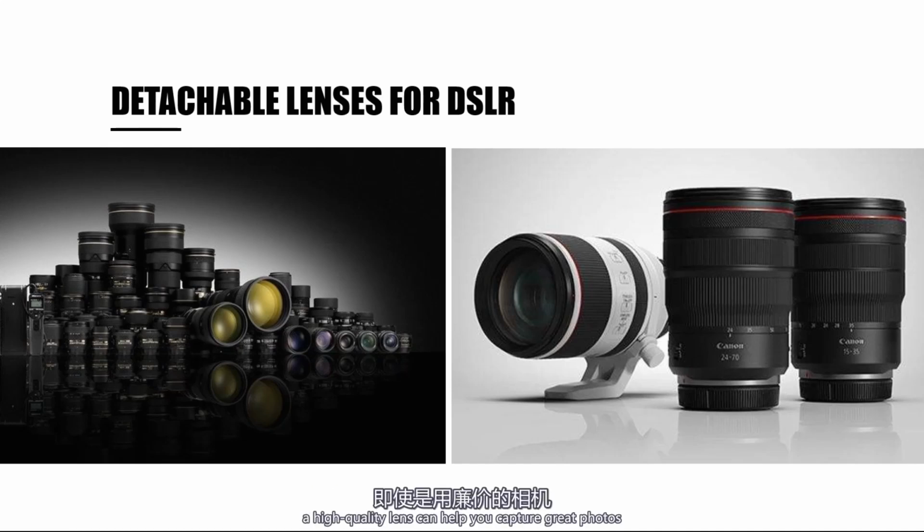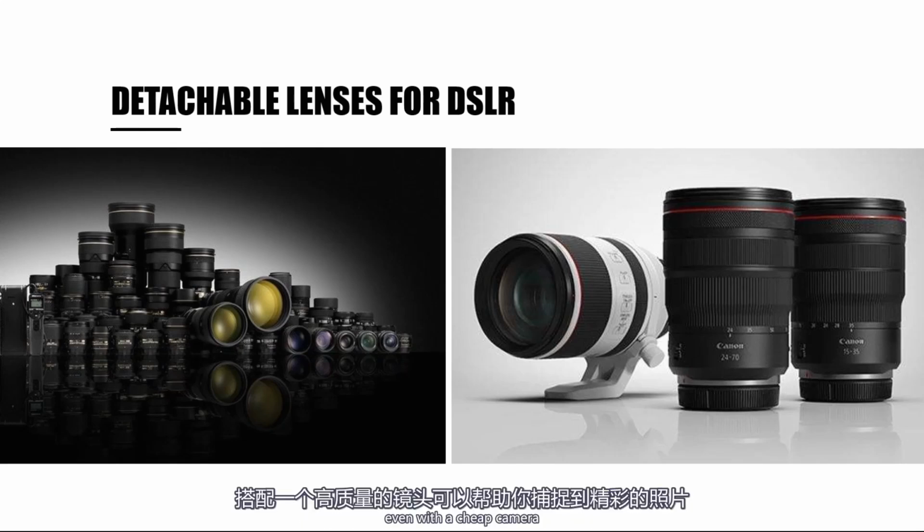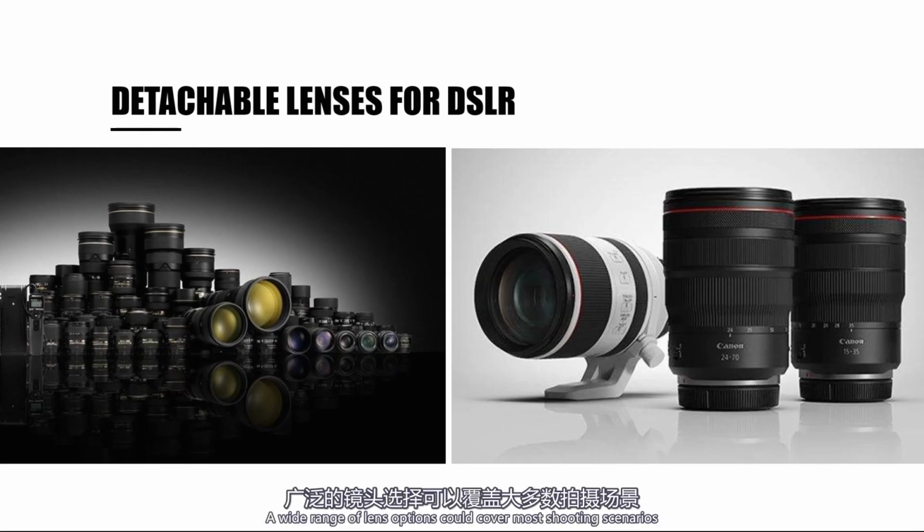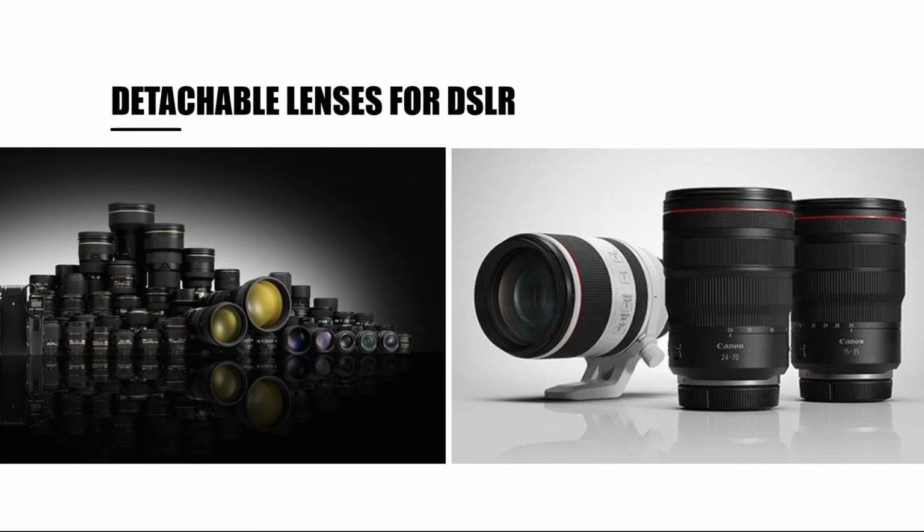Consequently, a high-quality lens can help you capture great photos even with a cheap camera, while a low-quality lens can make the best camera mediocre and the resulting image quality poor. To meet the needs of different subjects, most of the professional cameras on the market today are equipped with removable or detachable lenses. A wide range of lens options could cover most shooting scenarios.